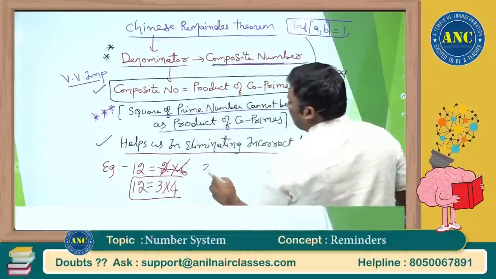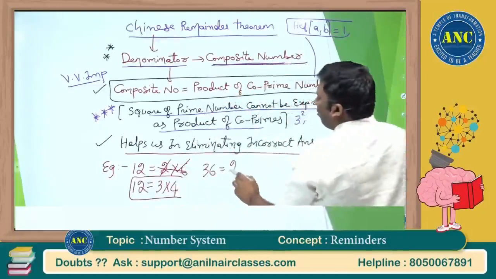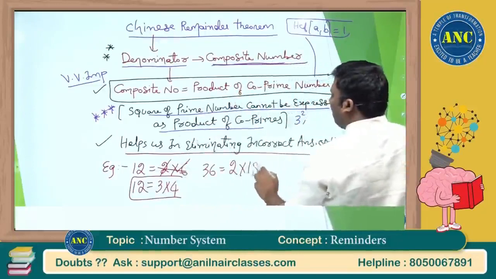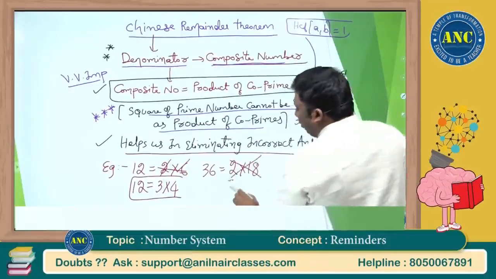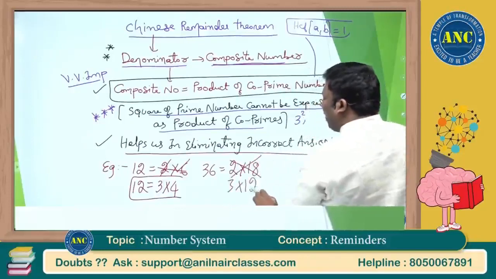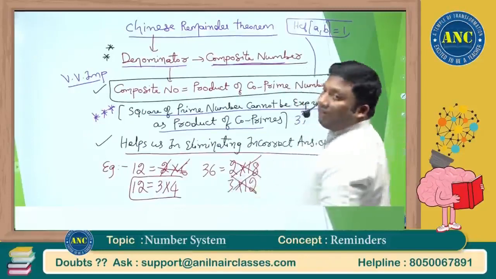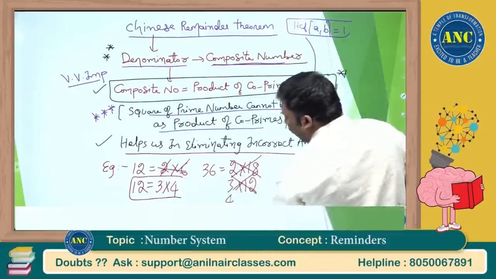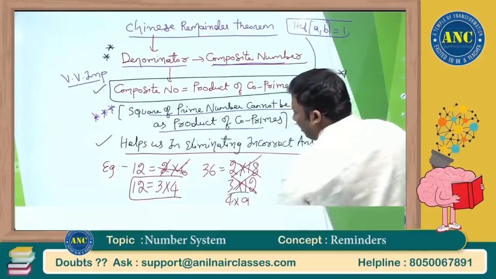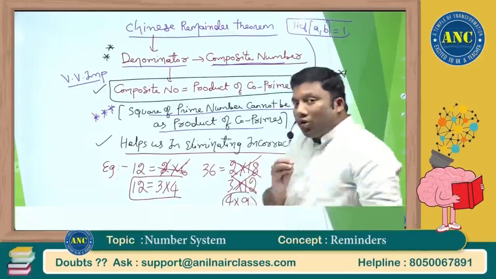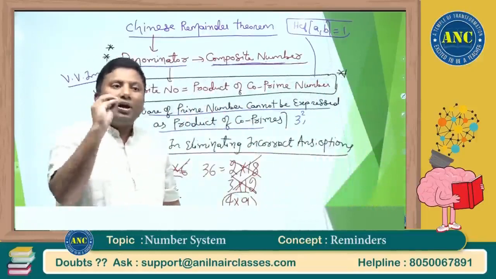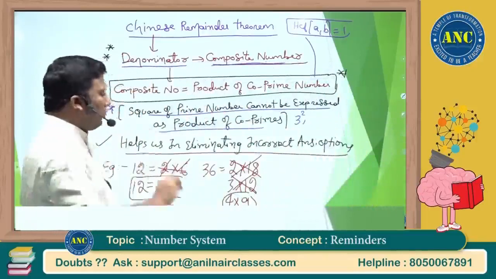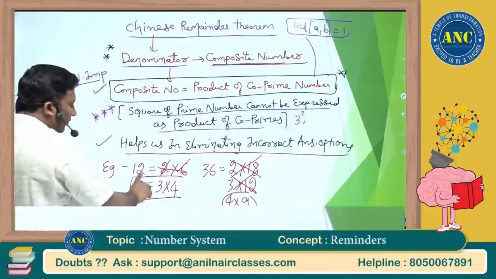Suppose it is 36. Please don't do it with 2 into 18 because it is not a product of two coprime numbers. Don't do it with 3 into 12 because the HCF of 3 and 12 is 3. Do it with 4 into 9. I hope you got an idea how you should split the number as a product of factors.